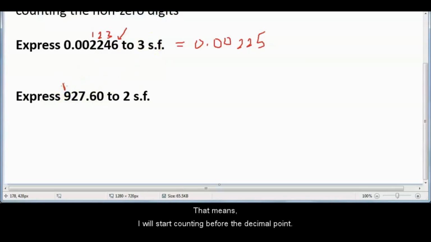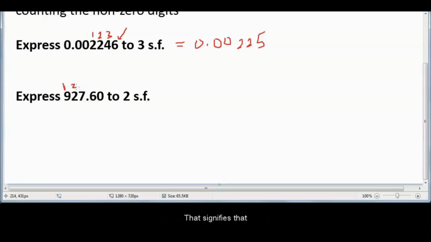That means I'll start counting before the decimal point. This is because the first non-zero digit is located before the decimal point. 1, 2, I'll stop here. But the number immediately following the 2 is 7. And 7 is greater than 5. So we round it up to 1 and add it to 2.